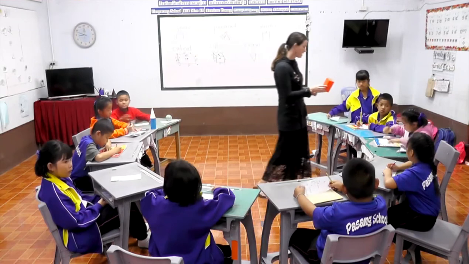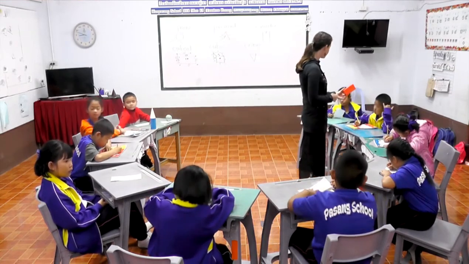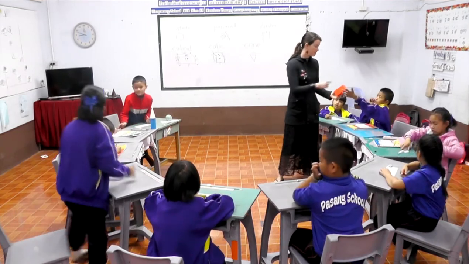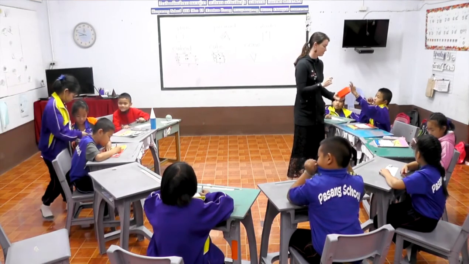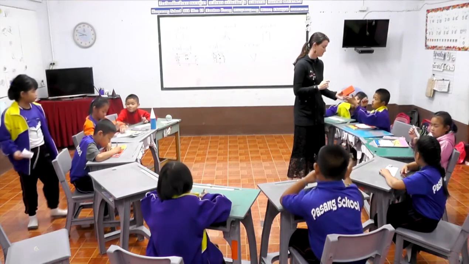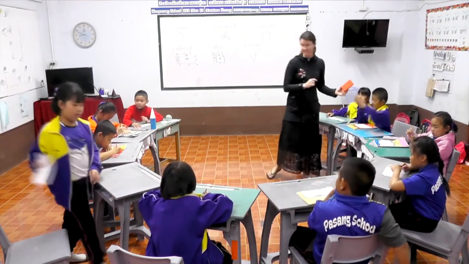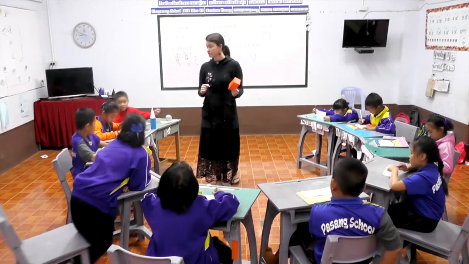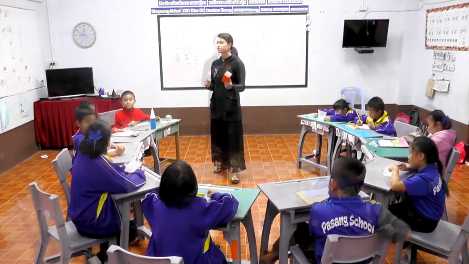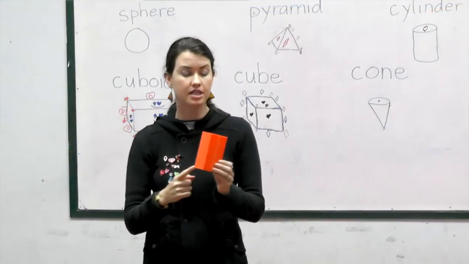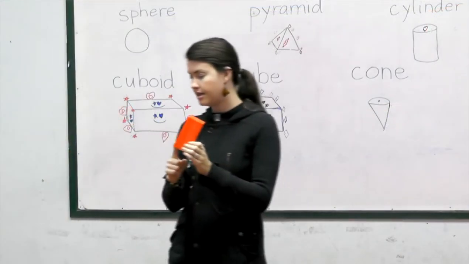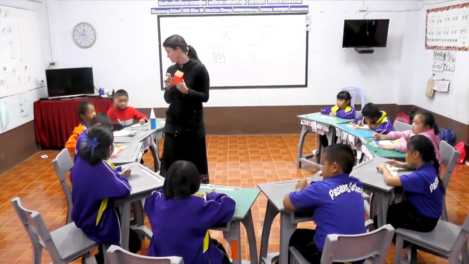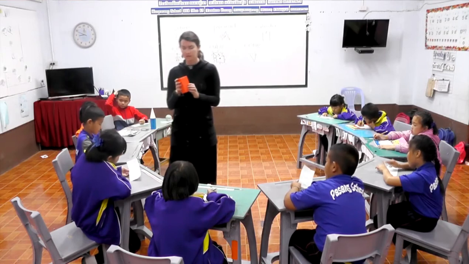How many corners do we have? 8. Can you show me? These are the corners. 1, 2, 3, 4, 5, 6, 7, 8. Good. There are 8 corners on our cuboid and our cube.